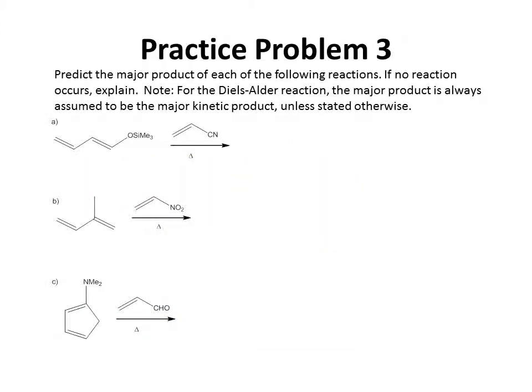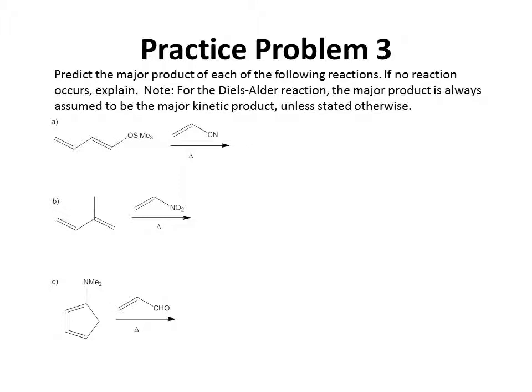Practice problem 3. Predict the major product of each of the following reactions. If no reaction occurs, explain. Note, for the Diels-Alder reaction, the major product is always assumed to be the major kinetic product, unless stated otherwise.